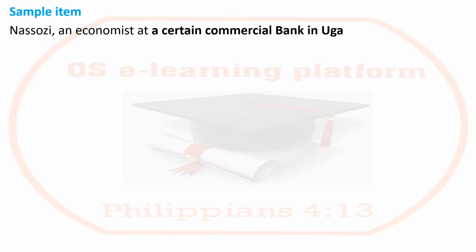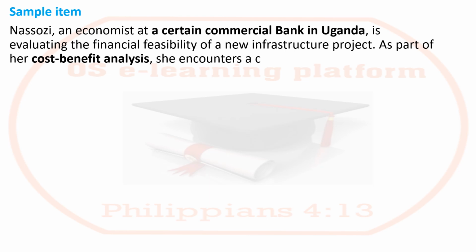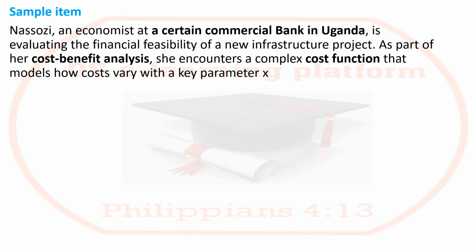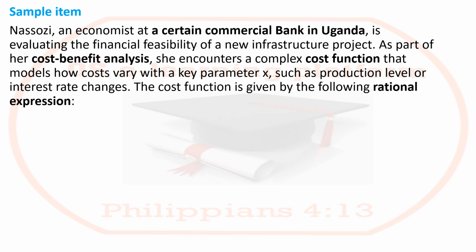So let's try one sample item. Nasozi, an economist at a certain commercial bank in Uganda, is evaluating the financial feasibility of a new infrastructure project. As part of her cost-benefit analysis, she encounters a complex cost function that models how costs vary with a key parameter x, such as production level or interest rate changes. The cost function is given by the following rational expression, as you can see.